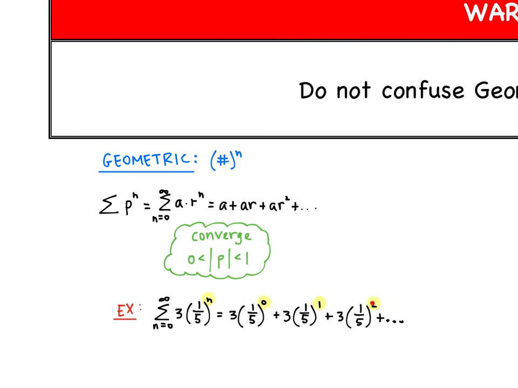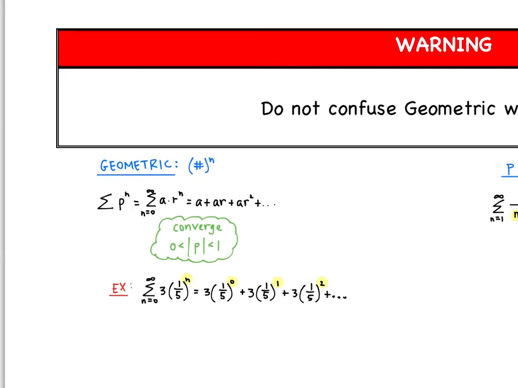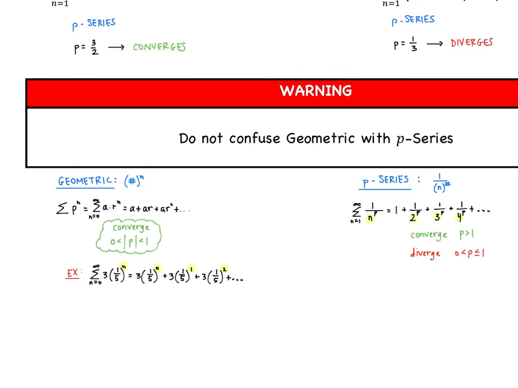n is what's changing here. That power is what's changing. The base and that a value stays out front. Whereas a p series is 1 over n to some number. So we kind of switch the base and the power around. All right, so it's 1 over n to the p, where now the base of that denominator is changing. This converges when p is greater than 1 and diverges when p is between 0 and 1 inclusive.